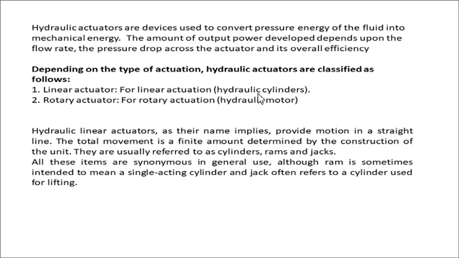The linear actuators are also called hydraulic cylinders, which we are going to study in this particular lecture, and rotary actuators, which are called hydraulic motors, which we are going to study in subsequent lectures. So hydraulic linear actuators, as the name implies, provide motion in a straight line, and depending on the type of motion they provide, they are also called a hydraulic jack, cylinders or rams. Hydraulic jack is the terminology usually used to describe a hydraulic actuator which lifts the load.